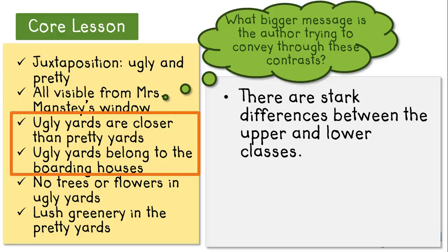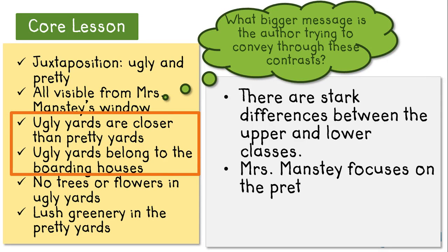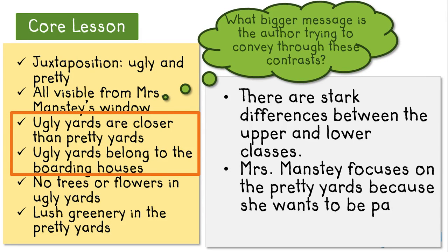I think Wharton is giving us more insight into Mrs. Manstey's character. She's not just a crazy old lady who is willing to commit arson to save the view from her window. I think Mrs. Manstey focuses on the pretty yards because she wants to be part of this elite social class. It makes sense. At the end of the story, the other boarders in Mrs. Manstey's building feel like she gave off a vibe that indicated that she was better than everyone else, and that snobbish trait is often associated to rich people. So looking out onto those yards allows her to escape her situation and become someone she could never really be.